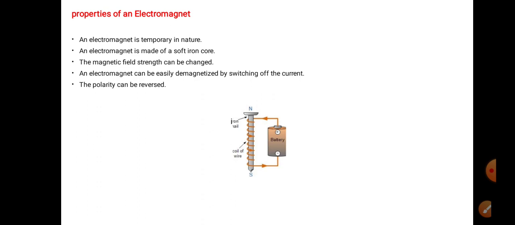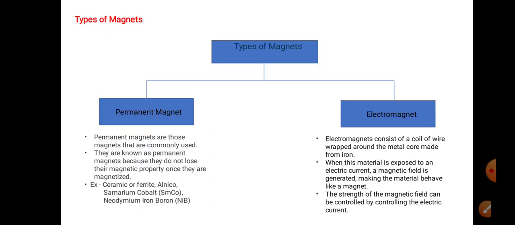Okay. And we can increase the current by adding more batteries. Okay. And also polarity can be reversed by changing the polarity of the battery. Okay. Here one more point is there.